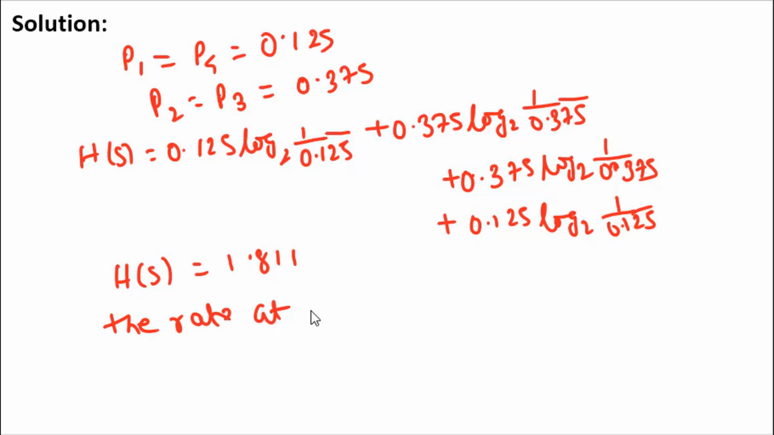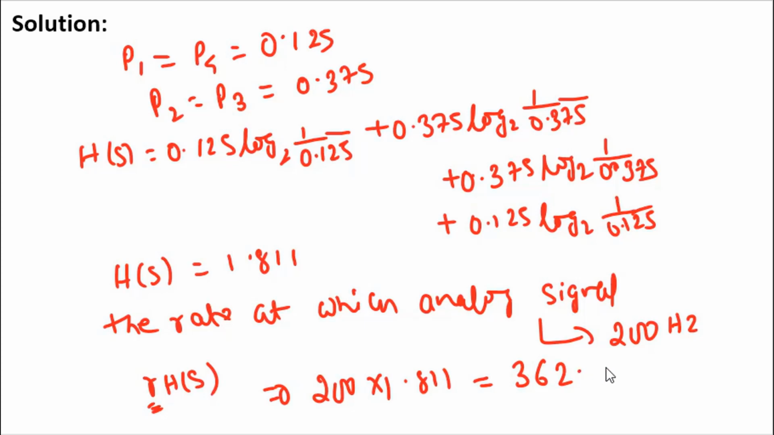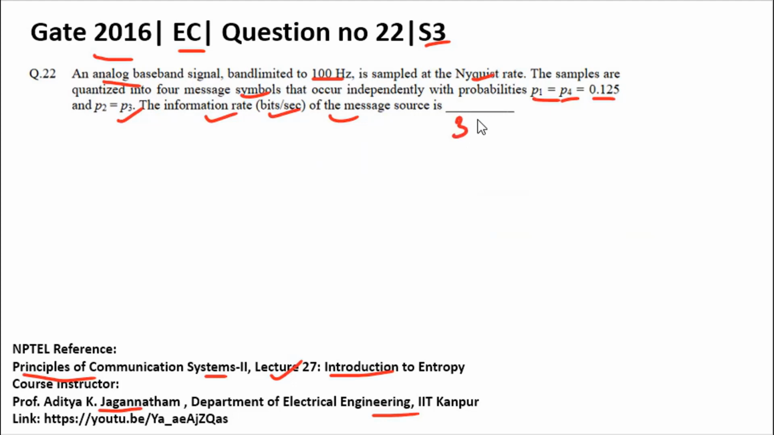Now, the rate at which the analog signal is sampled is 200 Hz. So the information rate of this analog signal will be given by R times H of S, where R is the sampling rate of the analog signal. So when you multiply 200 with 1.811, you will get the information rate as 362.255. So the correct answer for this question is 362.255.